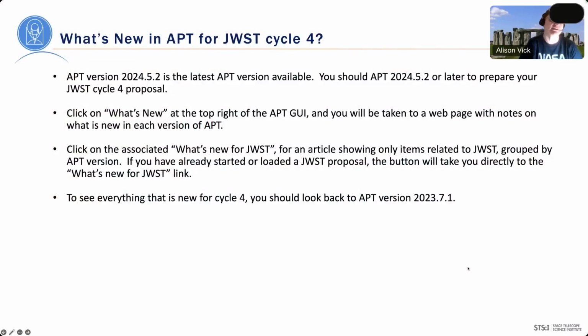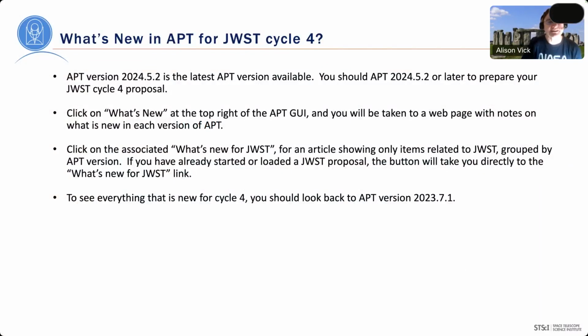So APT version 2024.5.2 is the latest version of APT that is available. And that is the version that you should use to prepare your Cycle 4 JWST proposal. Any later version is also acceptable if a new one is released.